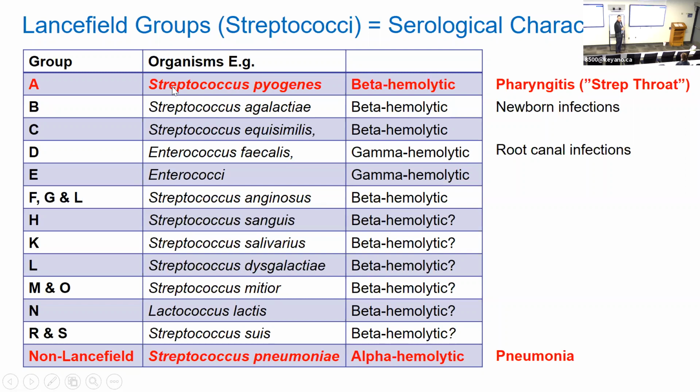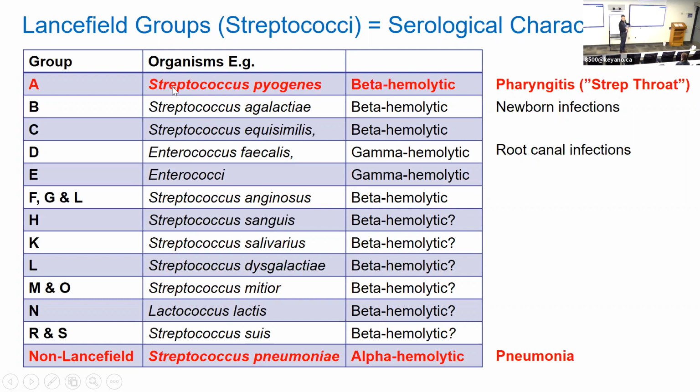I don't know who Lancefield was and why he didn't actually look at Streptococcus pneumonia, but Streptococcus pneumonia is not on this group. So I added it at the bottom as a non-Lancefield Streptococcus. Sometimes it's referred to that because it was something he never characterized, which, like I said, is really odd because it's a really common human pathogen. So I don't really know his background.